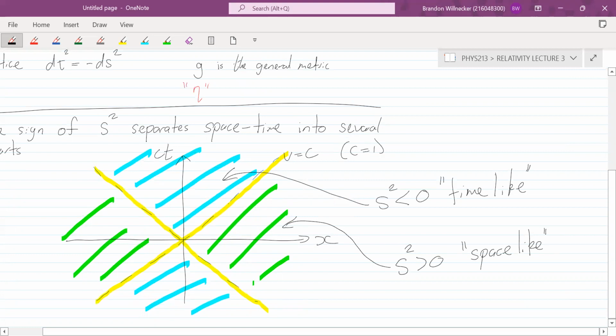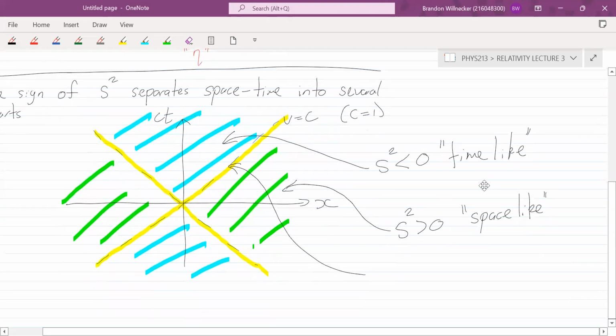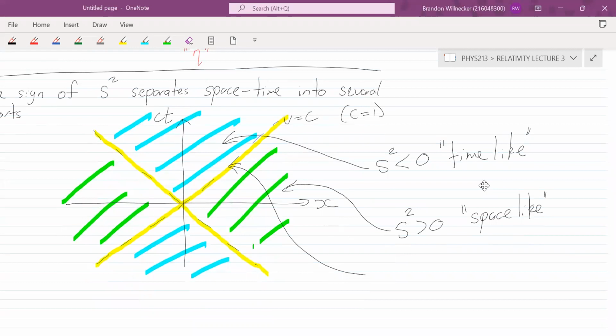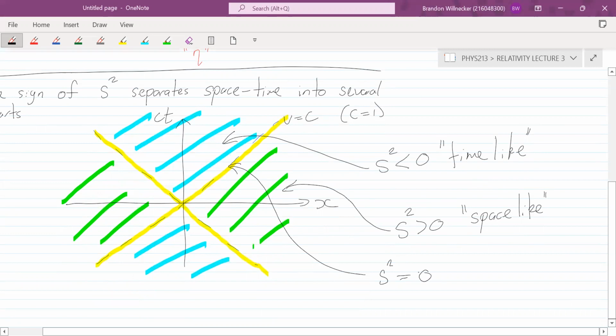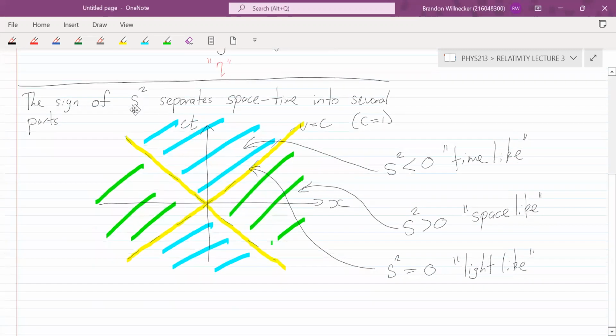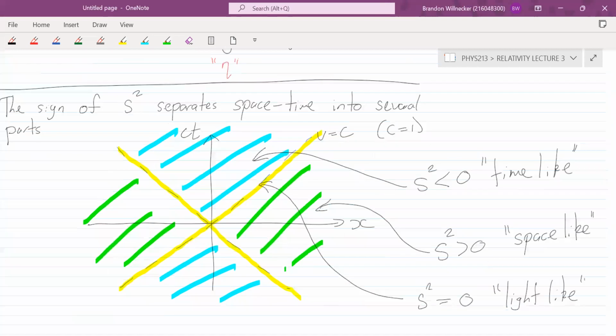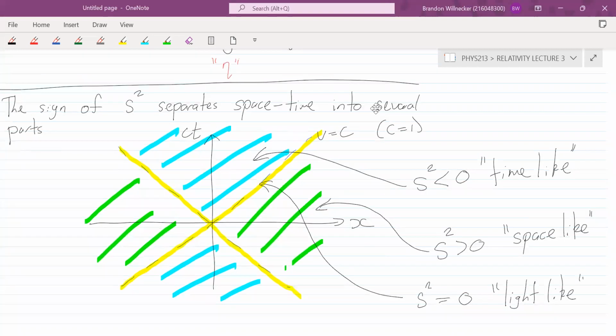And lastly, these diagonal lines, okay, just the lines, the yellow lines there, this is where s squared is equal to 0, and we call this light-like. Okay, now those are just names. You don't need to worry too much about that. It's just based on the fact that this metric gives us our space-time distance s squared.